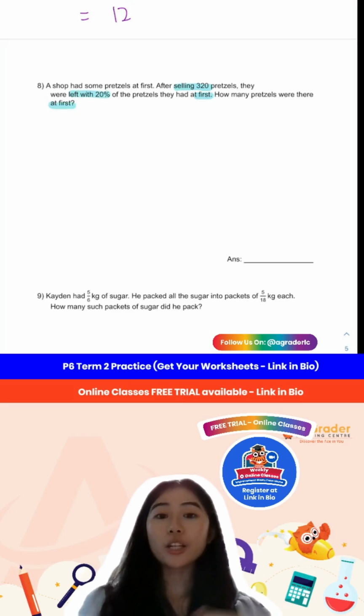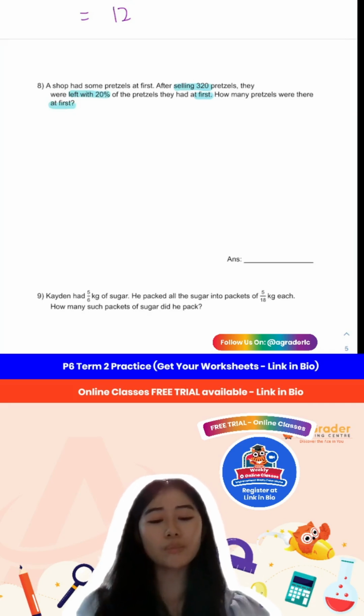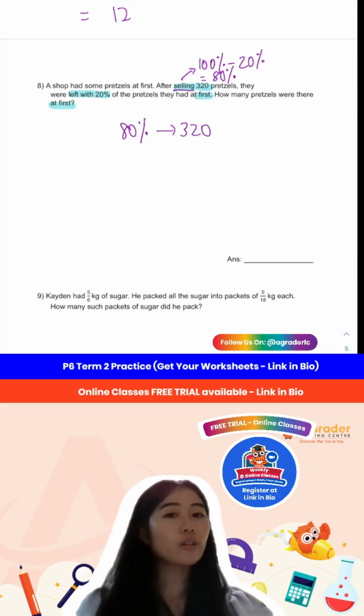Okay, so for percentage, remember that you start off with 100%. So at first there's 100%, then they are only left with 20%, right? So this must mean that they actually sold 80%. Because 100 minus 20 is 80%. So 80% refers to the 300 pretzels that they sold. You cannot use calculator for this question. We're still at section B.